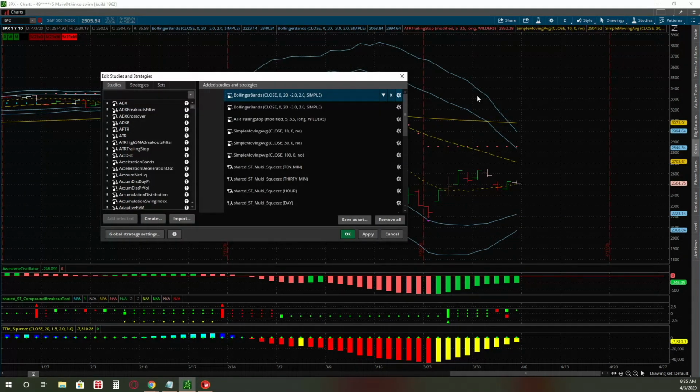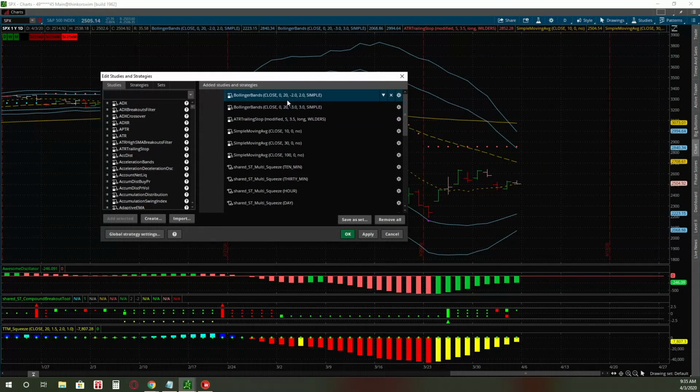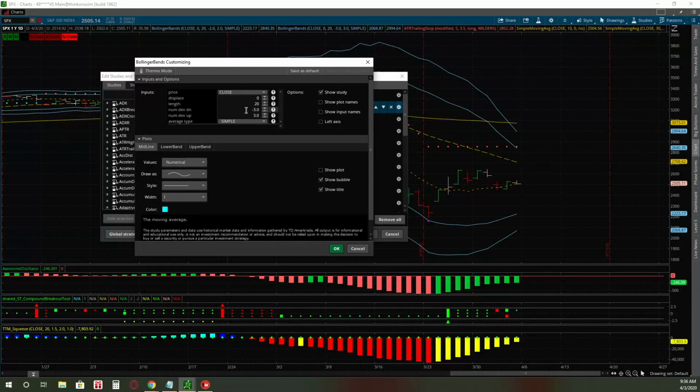One is on the inside, and that is the 2.0 deviation, right? The second deviation. So it's set with a length of 20, which is what it's normally set at. And then the deviation number here is a -2 for the lower Bollinger Band and a +2 for the upper Bollinger Band. That's the second deviation Bollinger Band.